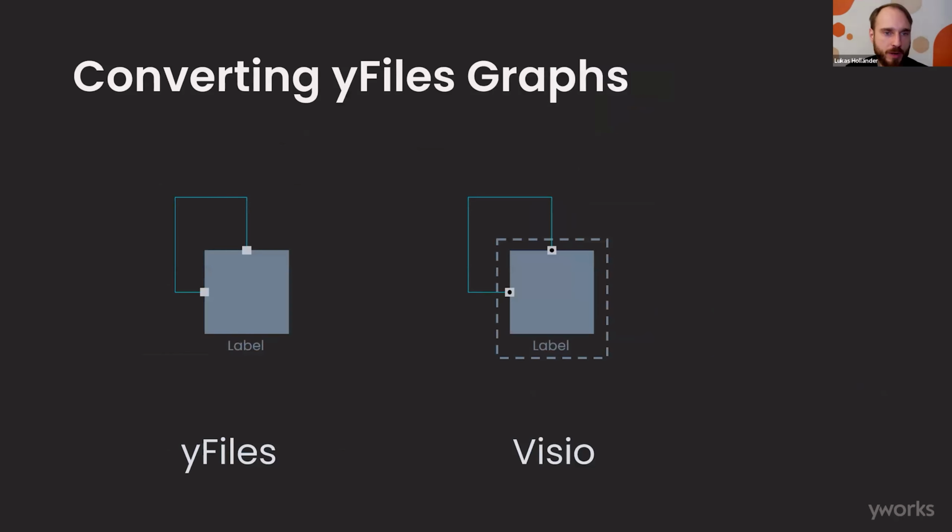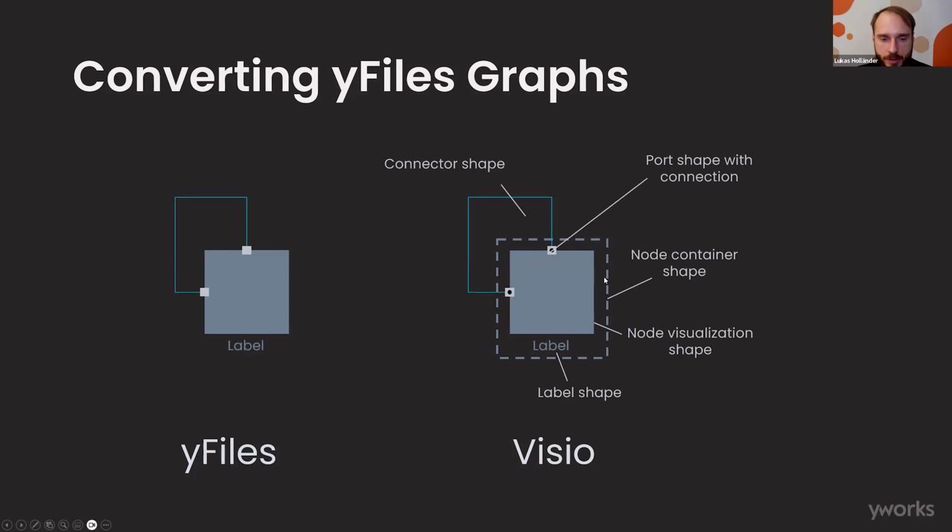So how do we convert yFiles graphs to these Visio shapes? In yFiles, we have 4 different kinds of items. We have nodes, we have labels, we have edges, and we have ports. And edges connect to nodes via these ports. And Visio is similar, and we translate our yFiles model to Visio shapes as follows.